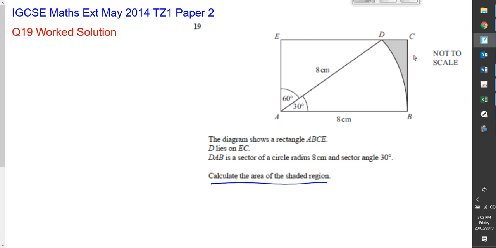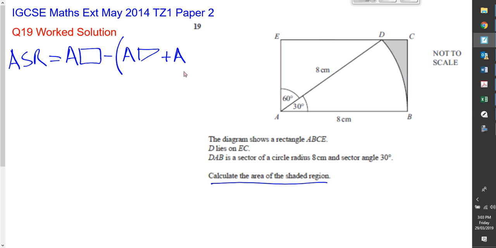So what we need to do is find the area of the whole region, and then take away the area of our triangle here and our sector. So the area of our shaded region is going to be equal to the area of the rectangle, minus the area of our triangle and the area of our sector.